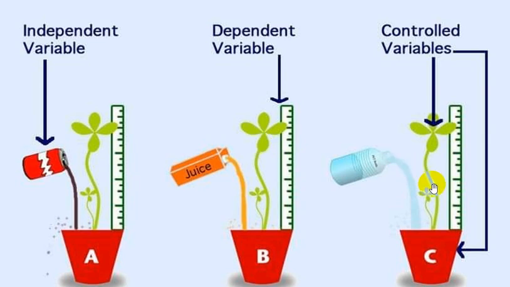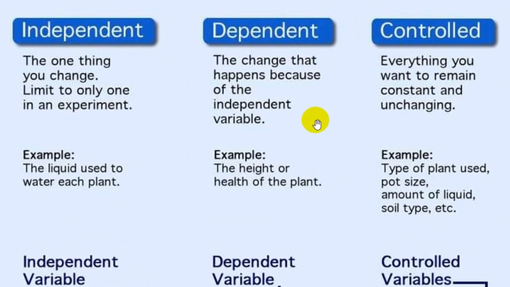And the third one is called the control variable, in which we do not want to see any change. So for example, with time, the pot size will be the same, the plant type will be the same, and the soil that we are using to plant will remain the same throughout the process. So this is basically a short understanding of the independent, dependent, and control variables.